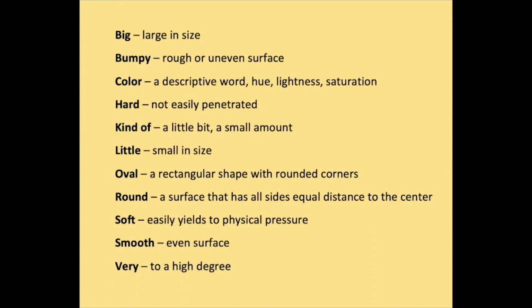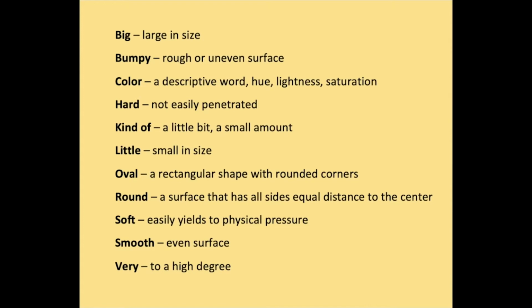Little means small in size. For example, bugs are little. Oval is a rectangular shape with rounded corners. A football is oval. Round is a surface that has all sides equal distance to the center. If you think of a soccer ball or a baseball, those are round.